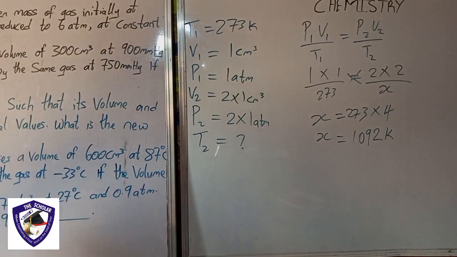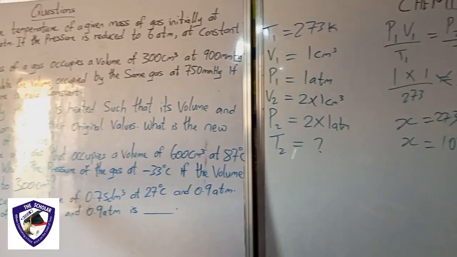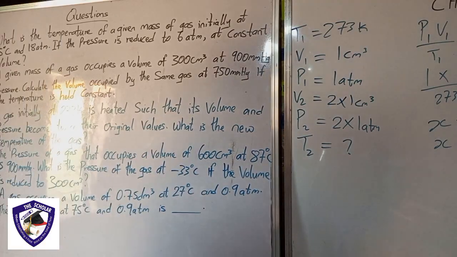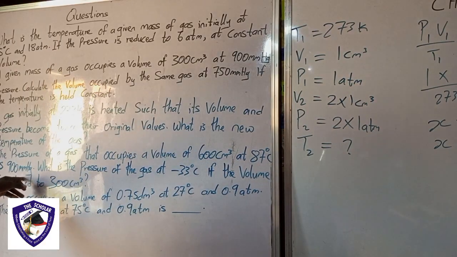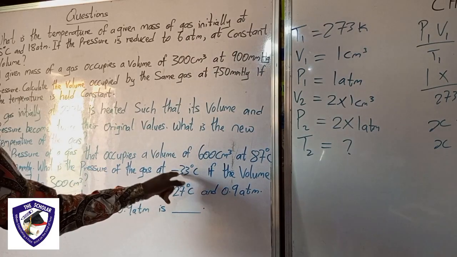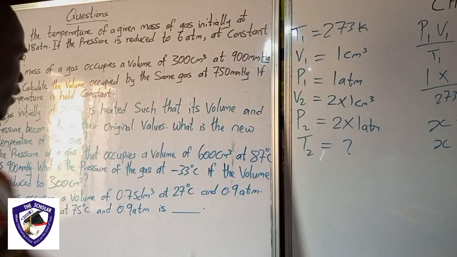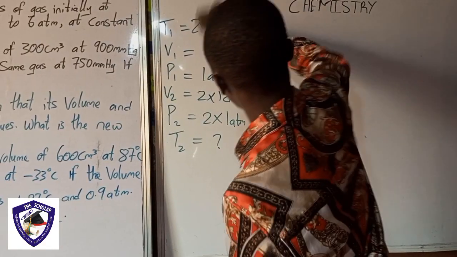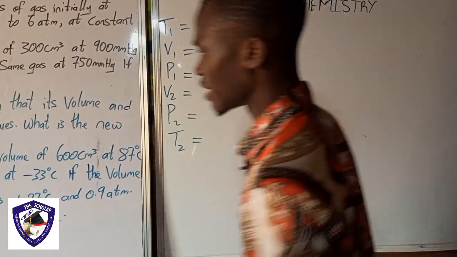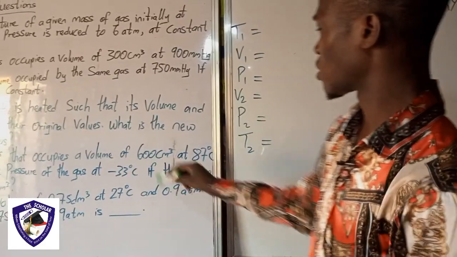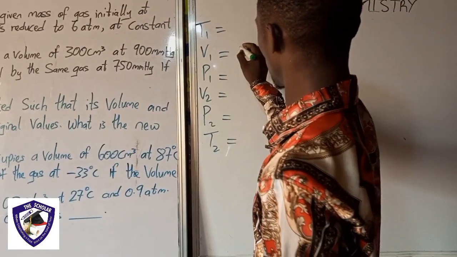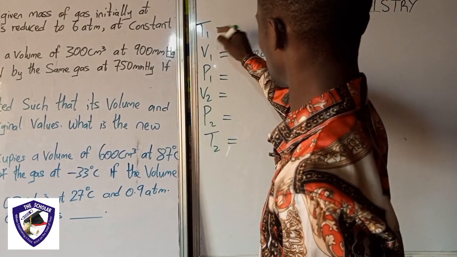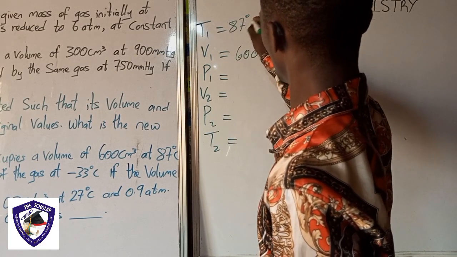The fourth question: the pressure of a gas that occupies a volume of 600 centimeter cube at 87 degrees Celsius is 900 millimeter mercury. Stop. What is the pressure of the gas at minus 33 degrees Celsius if the volume is reduced to 300 centimeter cube? Now let's write out our parameters. Now the question says the pressure of a gas that occupies a volume of 600 centimeter cube. It means our V1 is what? 600 centimeter cube at 87 degrees Celsius. That is our T1 temperature, 87 degrees Celsius.